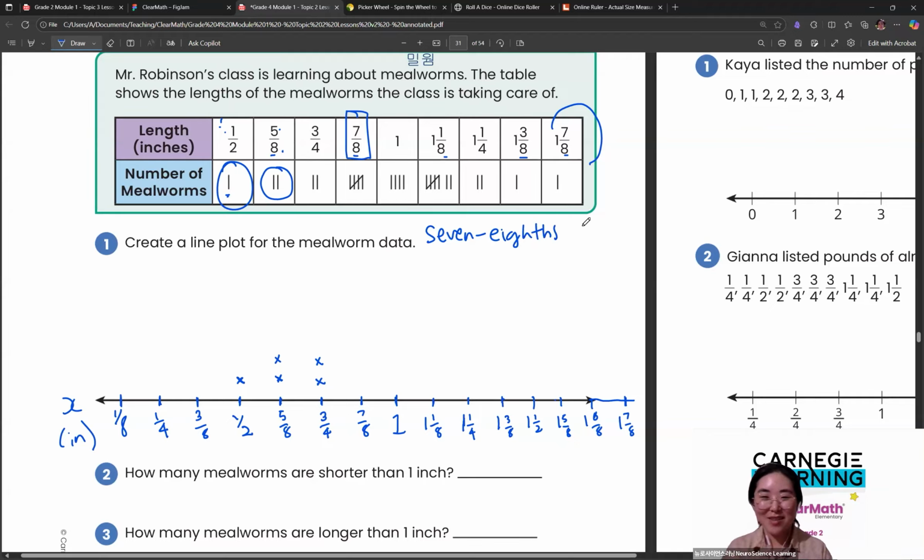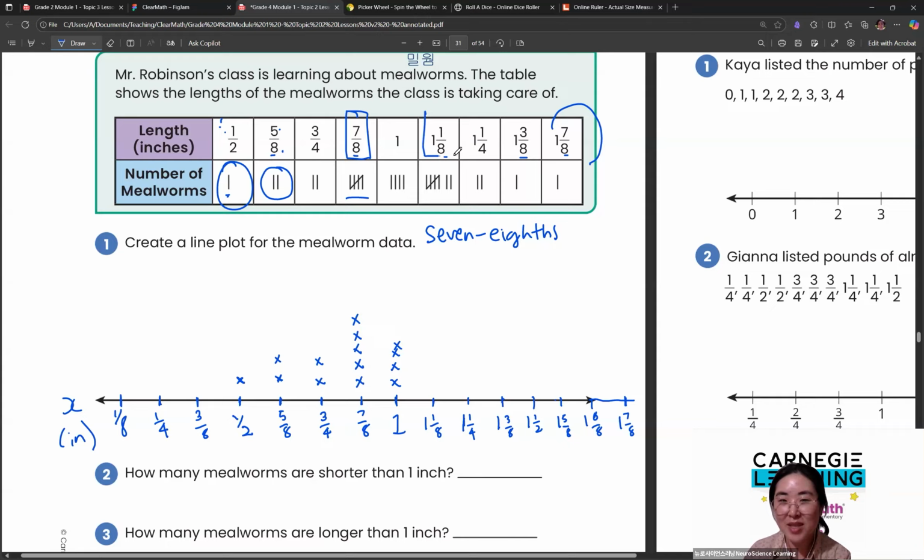A little bit hard to pronounce. 7/8. Okay. And how many mealworms are there? 5. That's right. So we draw 5 X's here to indicate that there are 5 mealworms of this length. Okay. How many mealworms are 1 inch long? 4. Yes. So we draw 4 X's like this.